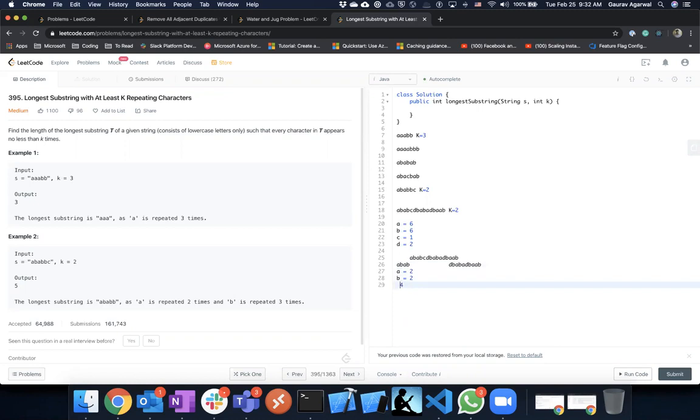Right? Now on the right, what's the frequency of A? 4. Frequency of B is 4. Frequency of D is 2.